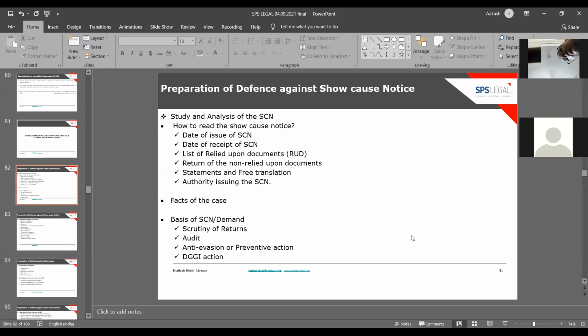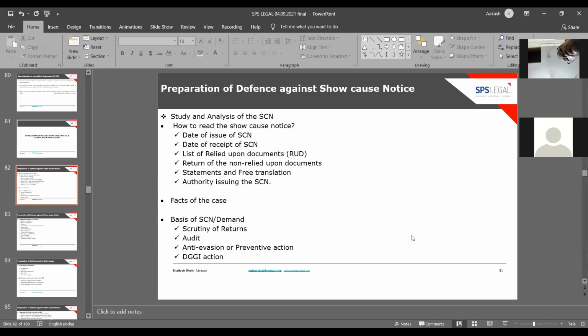Read very carefully the date of issue of the SCN. The date of receipt of the SCN should invariably be marked on the body of the notice. Then, in given cases, there can be a list of relied upon documents, known as RUD. Particularly in investigation and evasion cases, there will be seizure of documents from various places and statements recorded. All this will be provided only along with the SCN, listed out as RUD. RUD can have two remarks: one, copy supplied; another, copy available with the party.